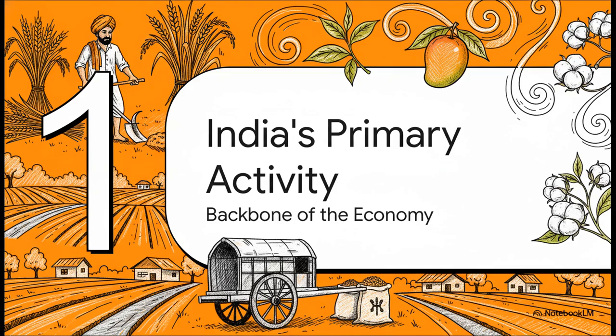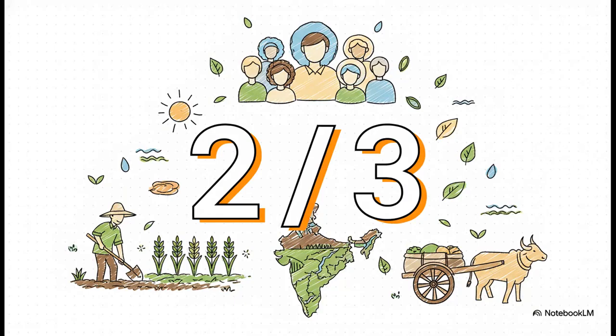We've all heard this saying, haven't we? That agriculture is the backbone of the Indian economy. But what does that actually mean? Let's find out. Now, here's a number that you must remember for your exams. 2/3. Just think about that. 2 out of every 3 people in India are involved in agricultural activities. That's a massive part of our population depending directly on farming for their living. It's a huge number, and it really shows you just how important this sector is.